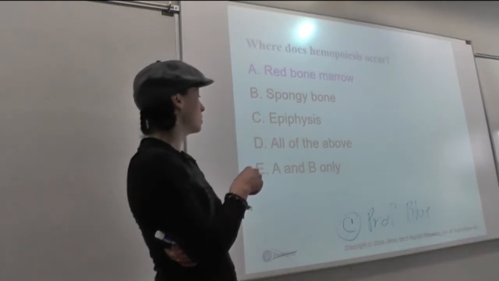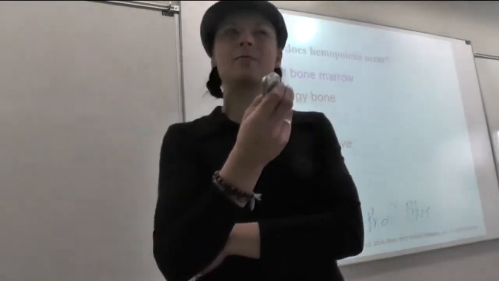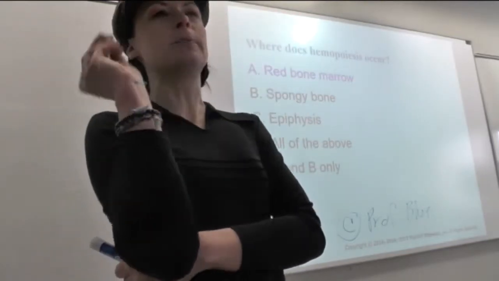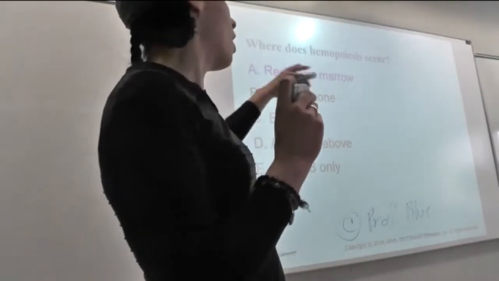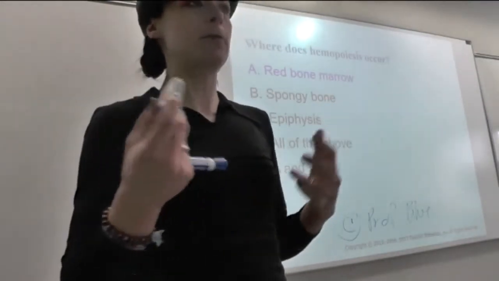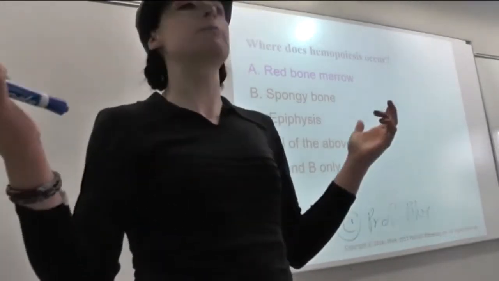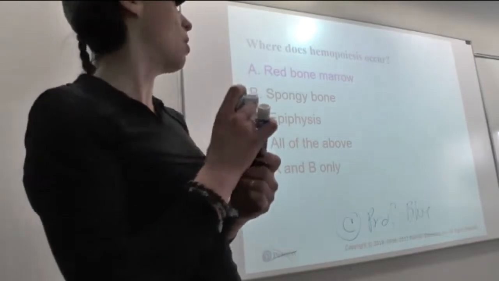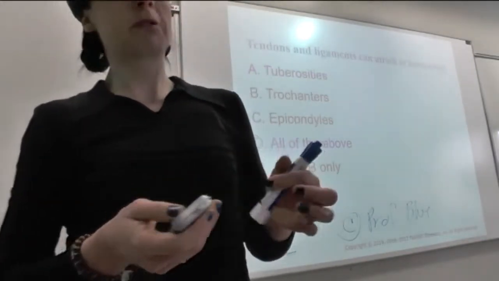So everybody chose all of the above. So that would have been one on the test where I'd have to give you credit for all of the above. But if we're really thinking specifically about the process of hematopoiesis, if all we had was spongy bone without red marrow in it, hematopoiesis wouldn't occur. If all we had was an epiphysis, hematopoiesis wouldn't occur. It's the red bone marrow in it that is where that process is occurring. Okay?